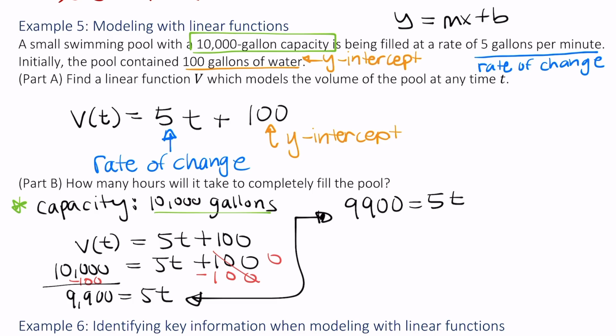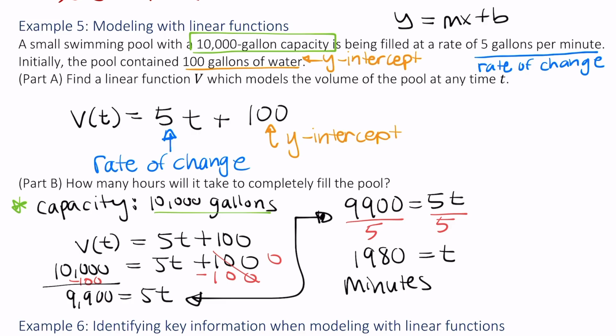To get t by itself, what's the next thing I should do? I should divide by 5. You guys are correct. Okay, help me out here. Someone get a cell phone out, please, a calculator. What is it? 1,980, yeah. 1,980 equals t. So again, remember, this is in minutes.